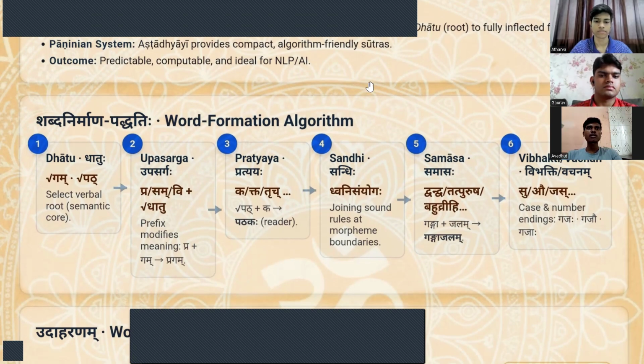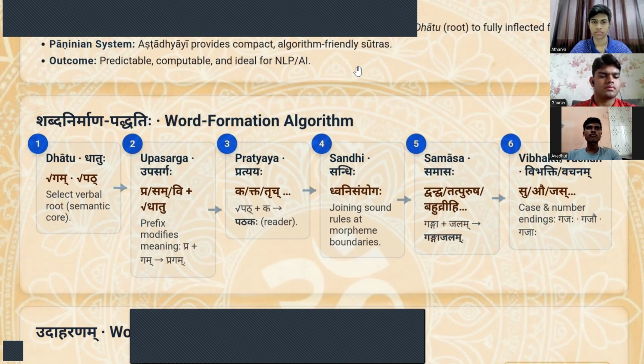For example, Patha, which means to read, Gama, which means to go. These roots are the base for creating full words. The second one is Upasarga, which is prefix. An Upasarga is added before the dhatu to modify or refine its meaning.